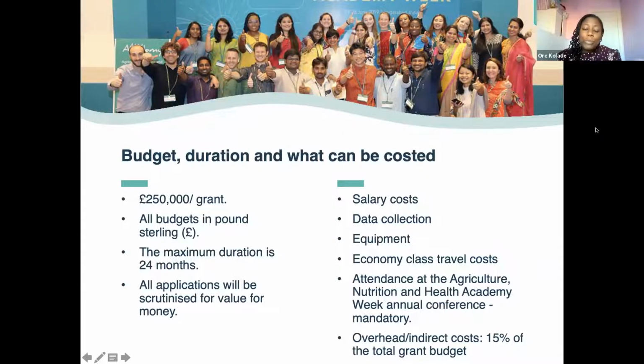Note that the costing is in GBP, and so please use realistic exchange rates, especially when converting from currencies which are not in pound sterling. And also, please note that attendance at the ANH Academy Week is mandatory. This usually rotates between a country in Africa and Asia. It was held virtually this year, but we're hoping that we can revert to in-person attendance from next year. So please budget for that in 2022 and 2023, which is when the grants start in 2022.